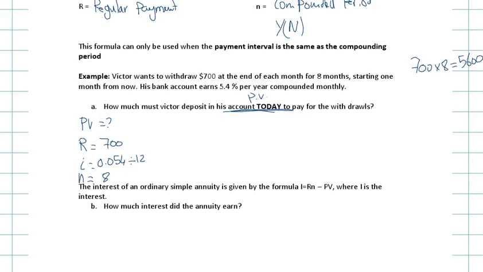Now, can you guys tell me what's 0.054 divided by 12? It's a very weird number. Sometimes if your number when you divide is a very big number, you probably want to put the whole fraction in, or you have to put the whole decimal in, okay? Otherwise your number is going to be different.